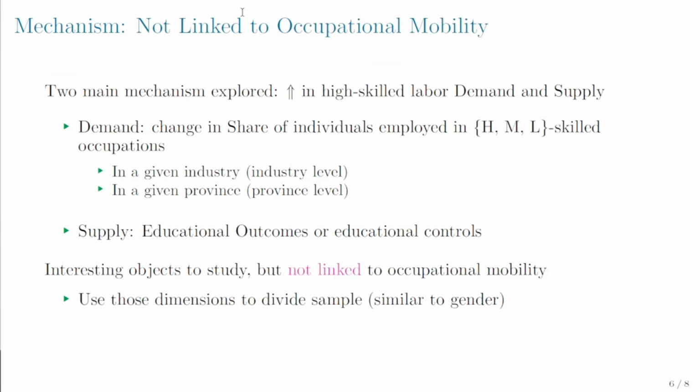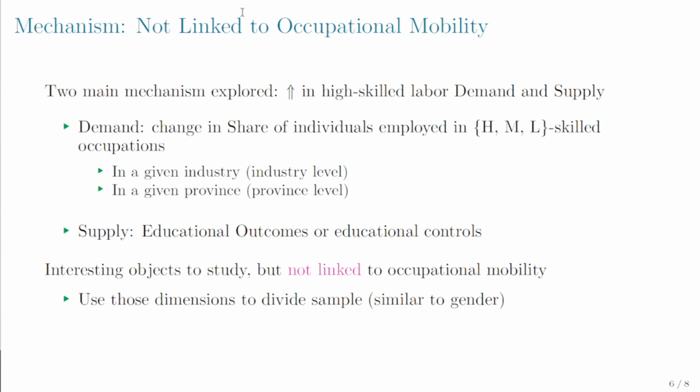The second one: if we think about the mechanism, there are two mechanisms that were explored in the paper. One is that exposure to the export market increases the demand for high-skilled labor. But if we look at the analysis that has been done in the paper, they look at the regressions within a given industry or within a given province. So here, I think it's a very interesting object to study, but how does it link to occupational mobility if we think about the paper as a whole?